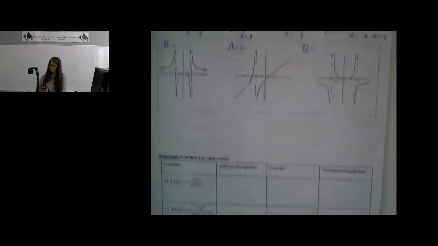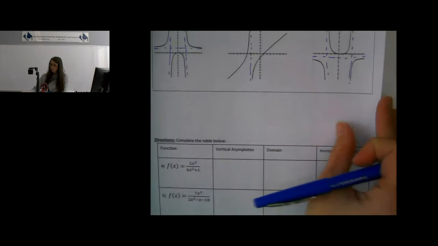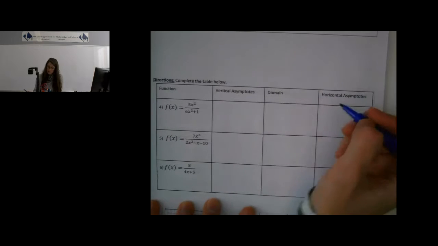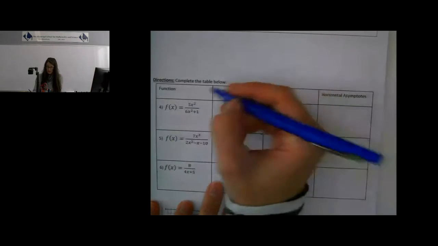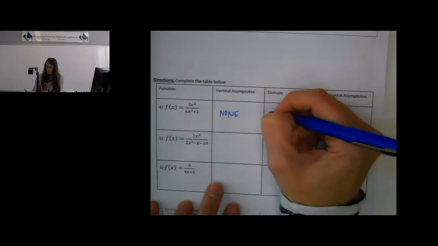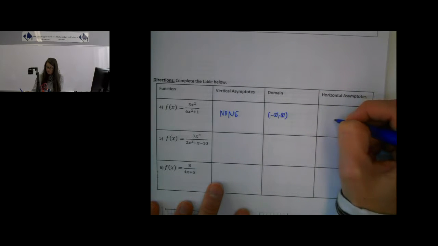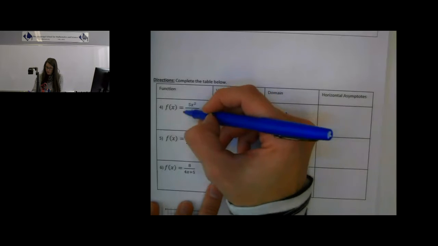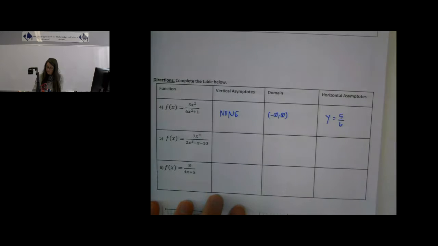Okay. All right, let's look down here. So I've got our table about finding your vertical and your horizontal asymptotes. So your vertical asymptotes are what makes the denominator 0. This one's not going to have any. So that means my domain is all real numbers. And the horizontal asymptote is, these exponents are equal, so it's the ratio. So it's going to be y equals 5/6.